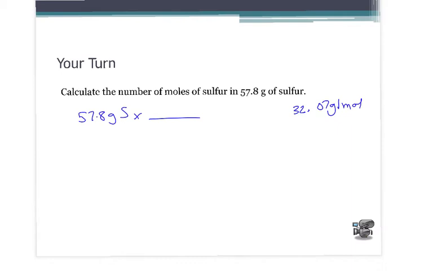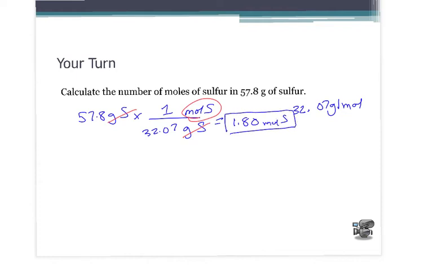Since grams is on the top, grams is going to go on the bottom, and moles is on the top. We know for every 1 mole of sulfur, there is 32.07 grams of sulfur. Our grams cancel out, we're left with moles, and we get about 1.80 moles of sulfur, which is a number that makes sense for moles.